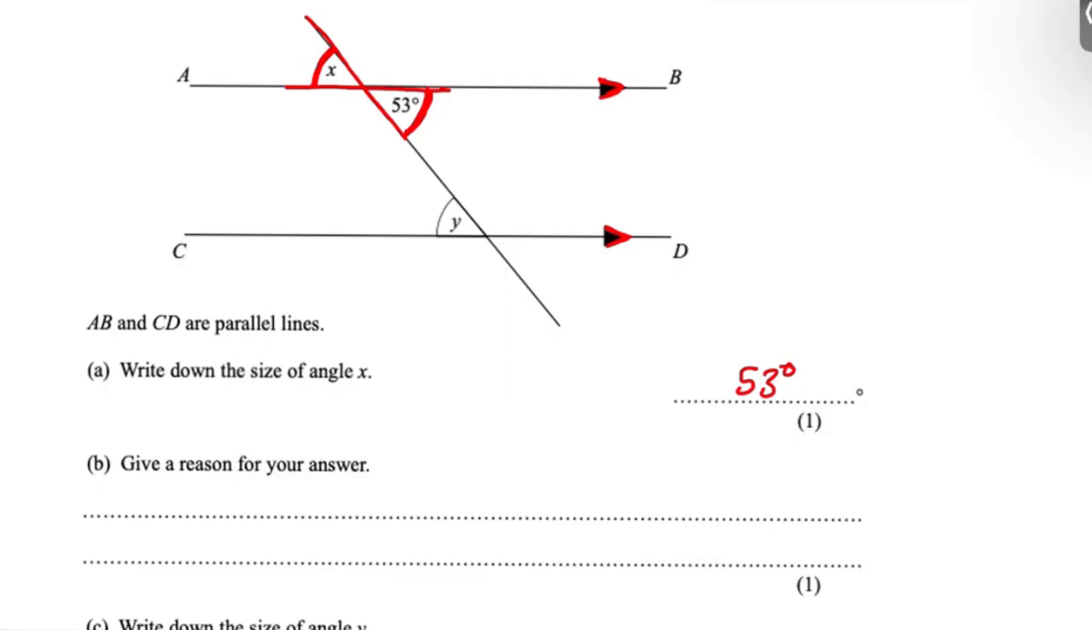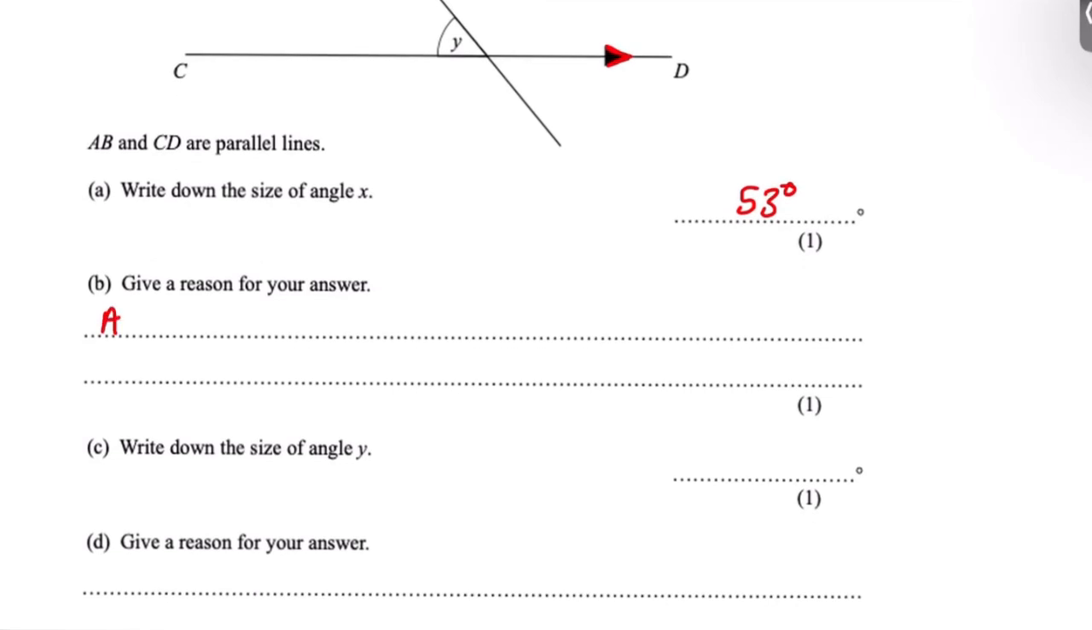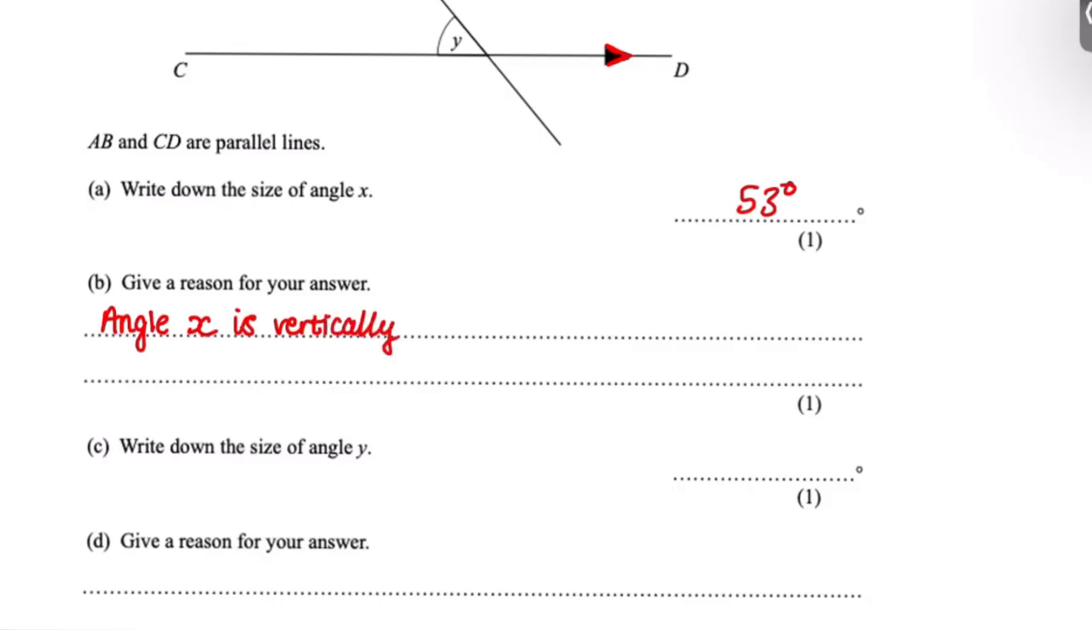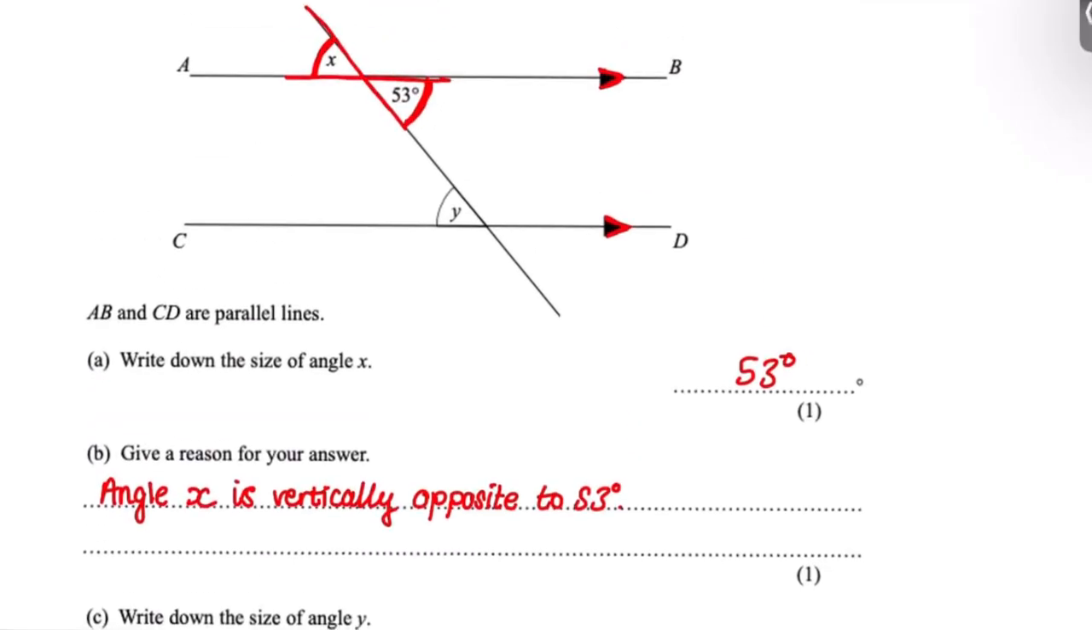And our reasoning for the answer is going to be that angle X is vertically opposite to 53 degrees. That's what our reasoning is going to be because we can spot that X shape. That's why it's vertically opposite.